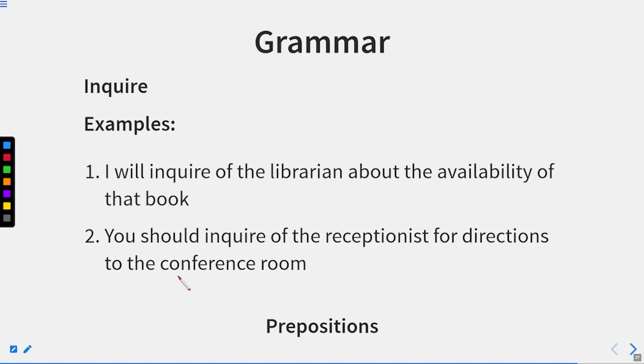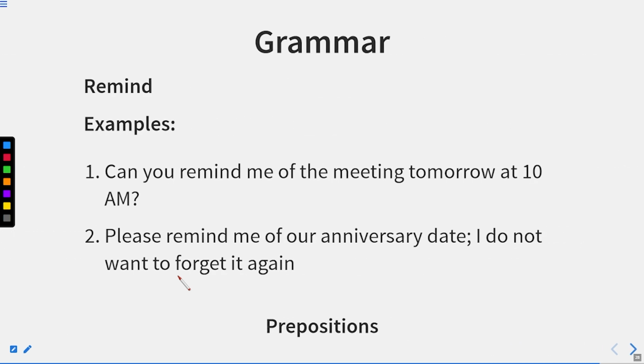Now let us move to the next one. Remind. Can you remind me of the meeting tomorrow at 10 a.m.? So we can also use preposition of with the word remind. Please remind me of our anniversary date. I do not want to forget it again. So remind me of. So we can use remind with the preposition of. Remind means just to make me memorize. So make someone memorize. So this is how we can use the verb remind with the preposition of.